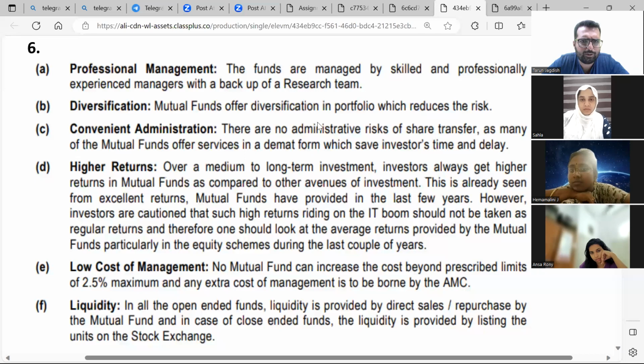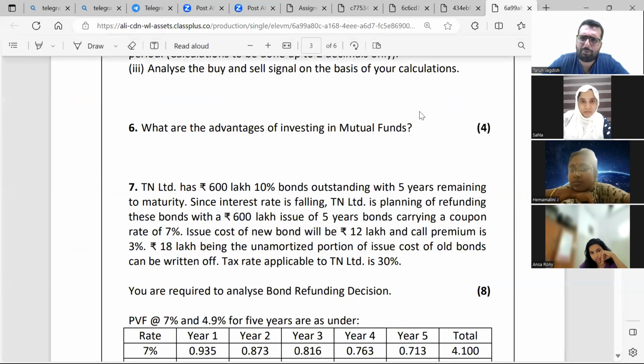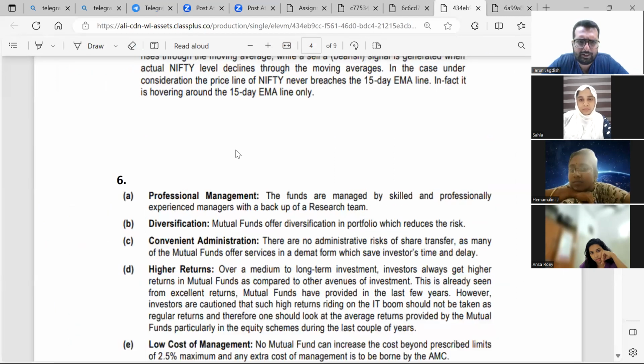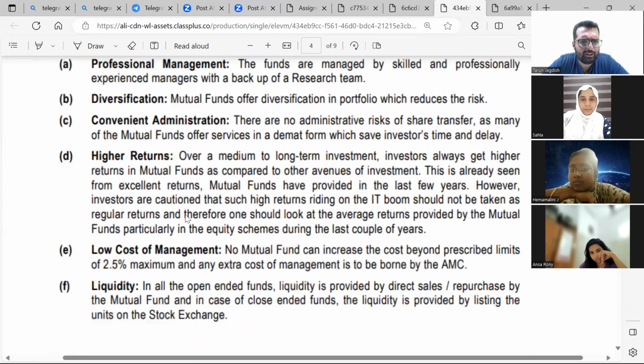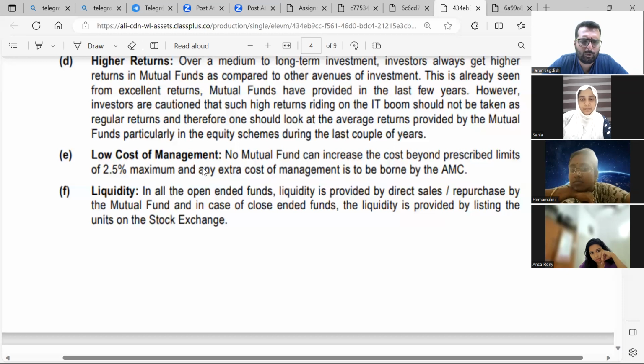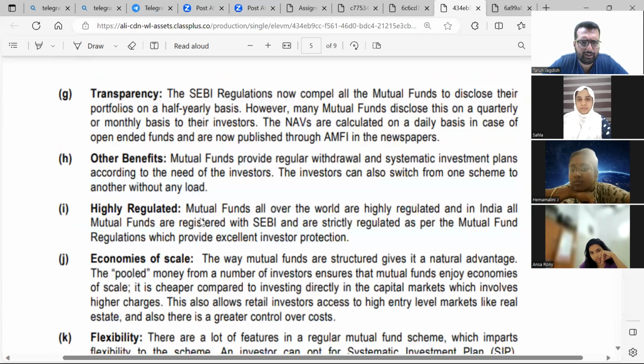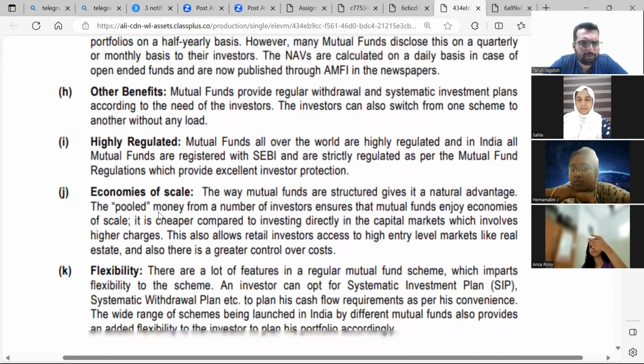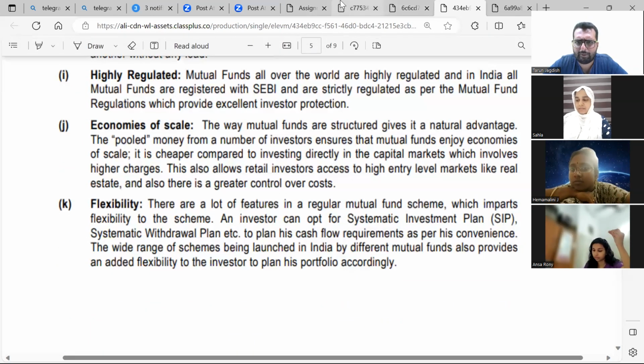How many marks for this question? 4 marks. Preferably write around 6 points for every 4 mark theory question. Okay. Professional management. I think you got all the points correct over here. Only low cost, liquidity, etc. All right. They have got so many points. Economies of scale, regulated, and so on. 6 is enough. Good enough for the exam.